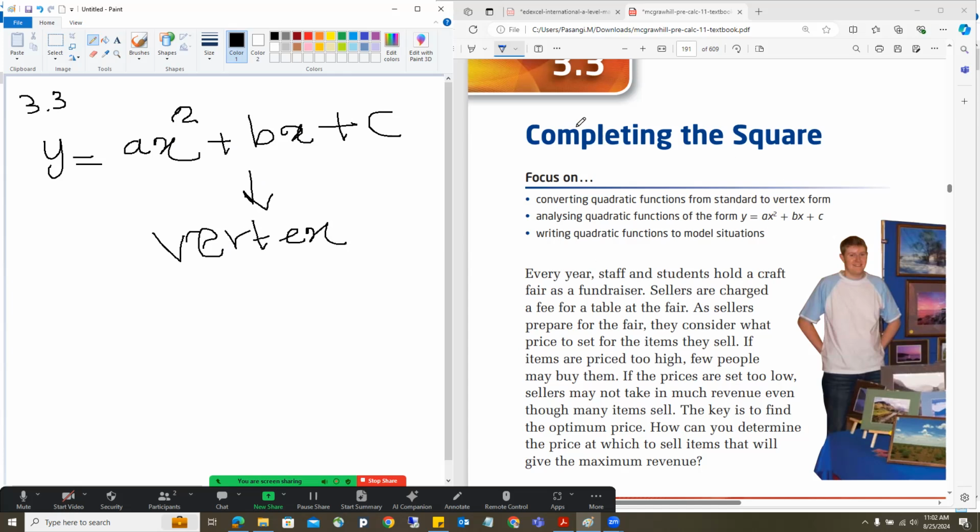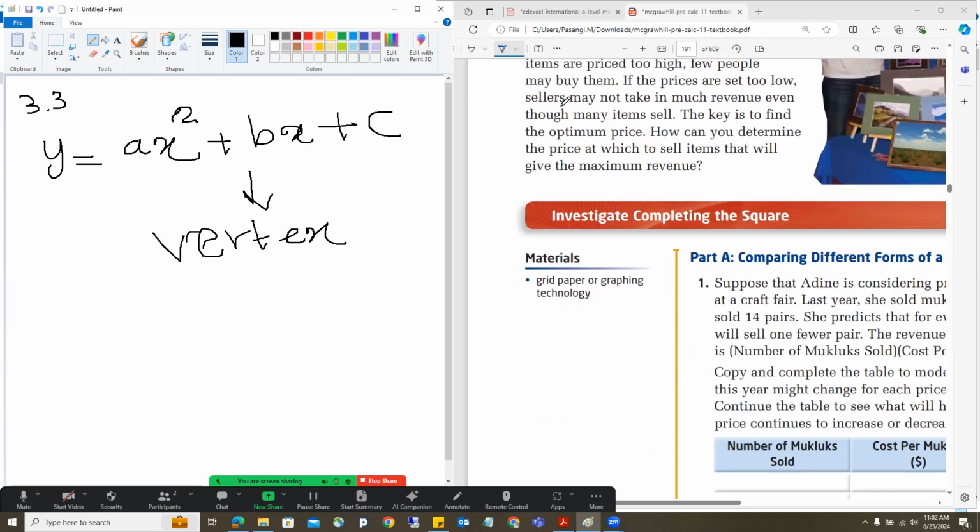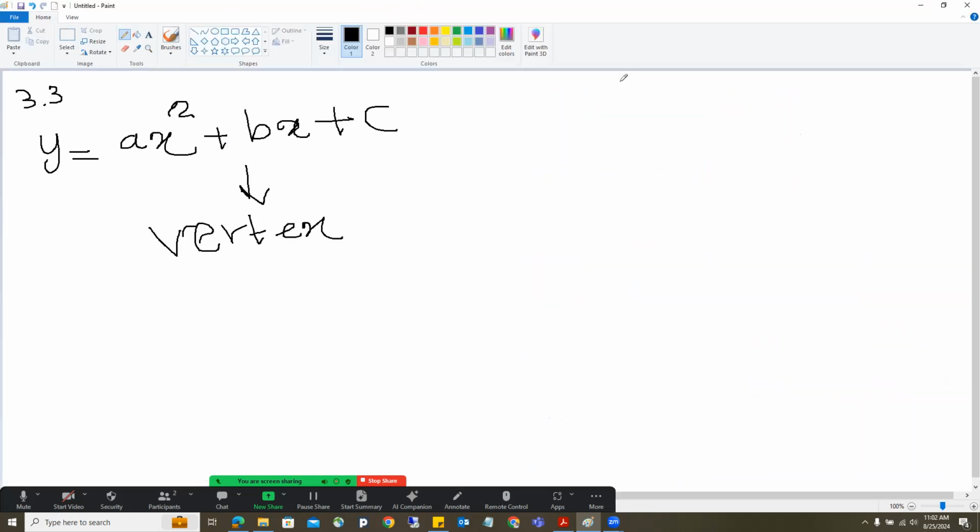Okay, so let me show you simply how we are going to convert this into vertex form. The given function is y equals ax squared plus bx plus c. Then our first task would be to make this x squared coefficient 1, which means we can take this a out.